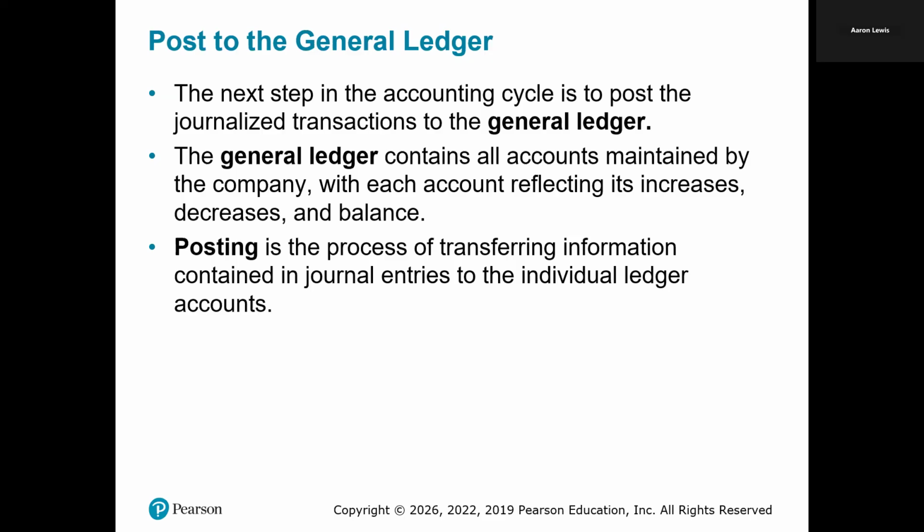it's all the events or transactions that happen for each individual account. So the general ledger has a cash account in it, and in that you can look at all the times cash went up or down during the period. We call this process of transferring from journals to the individual ledger accounts posting.